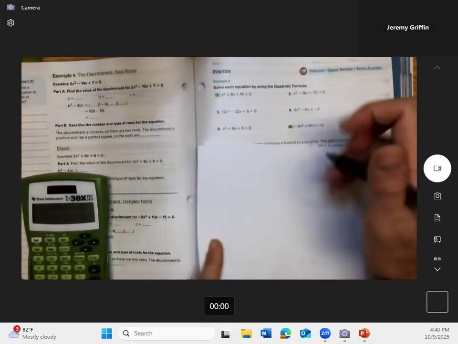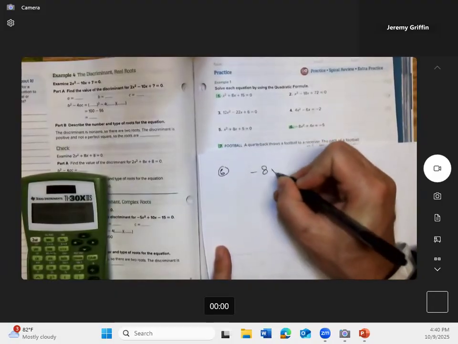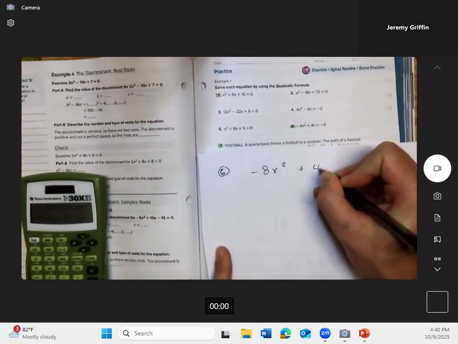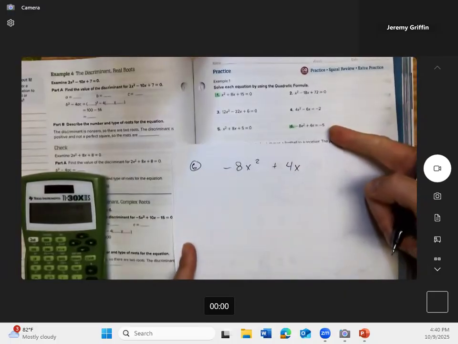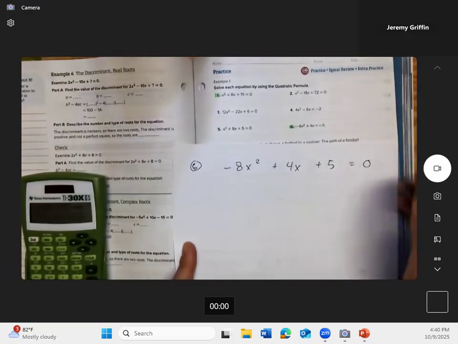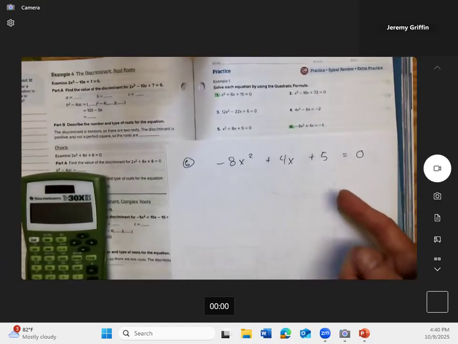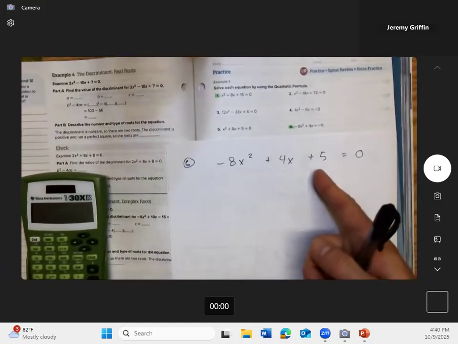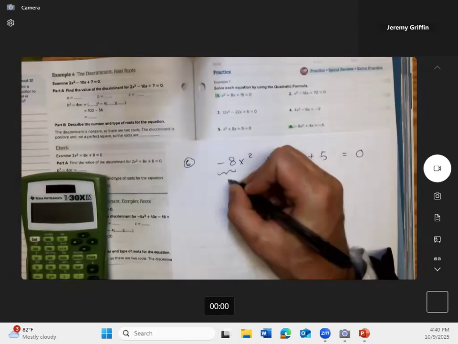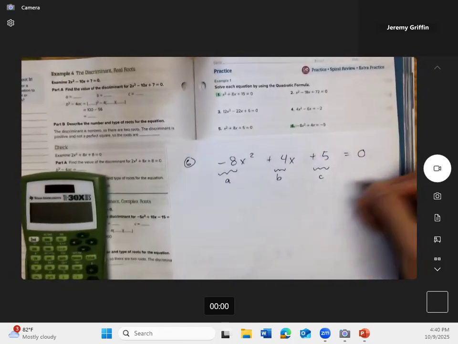Number 6. Negative 8x squared plus 4x. Now it says equals negative 5. Is it okay if I just add that 5 over and say plus 5 to get it set equal to 0? So that I have it in standard form set equal to 0, and now the quadratic formula is applicable, because ax squared plus bx plus c equals 0. Got my a, got my b, got my c.